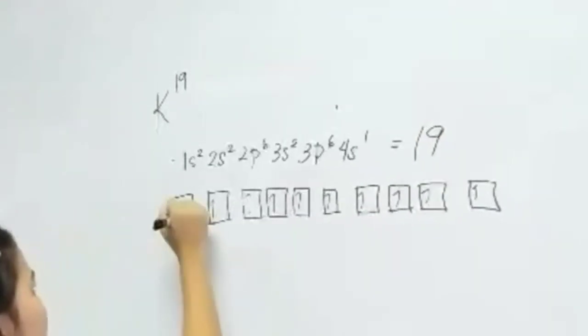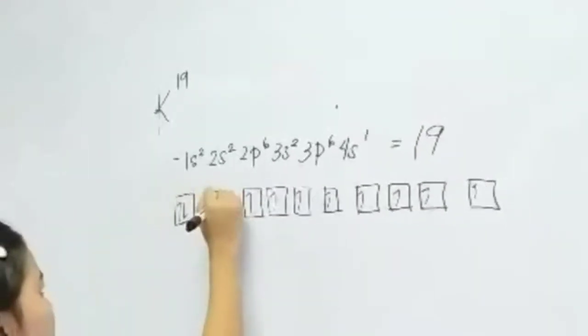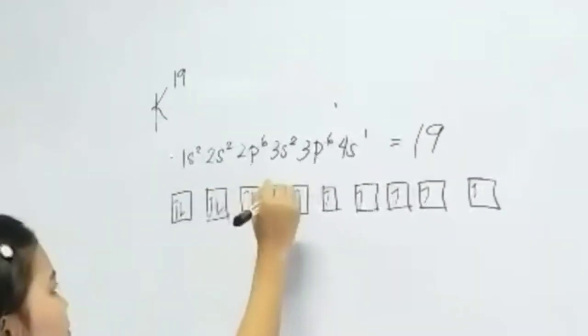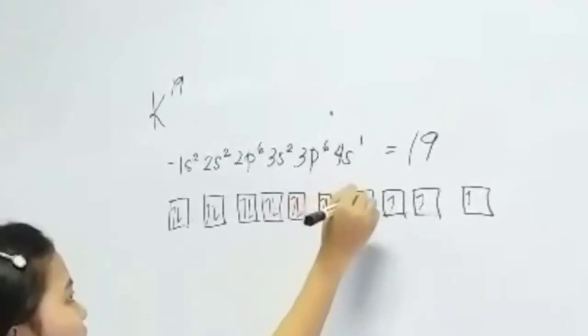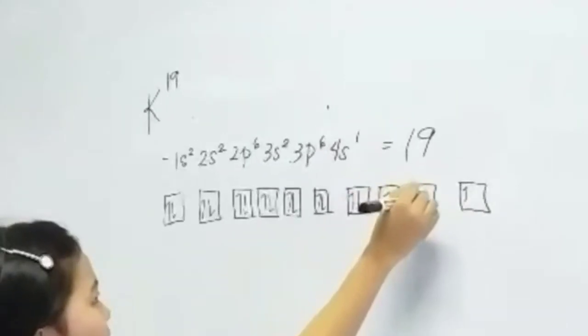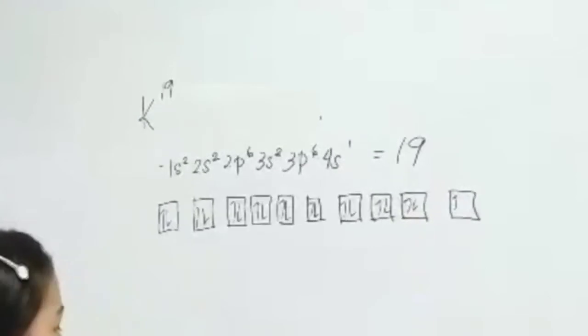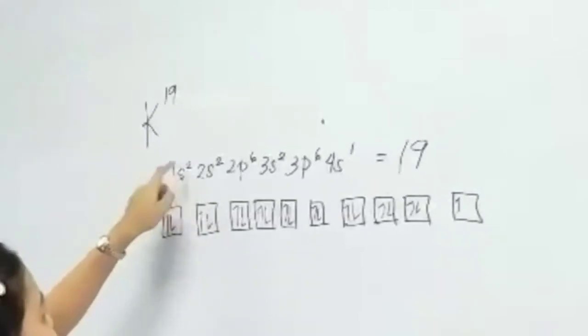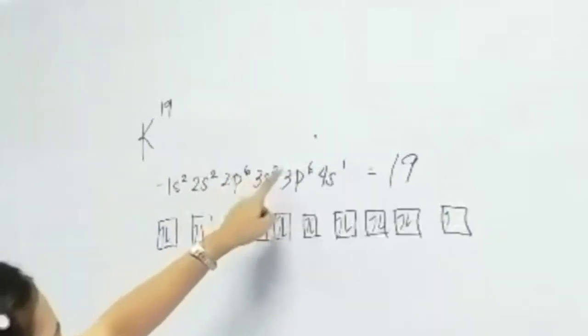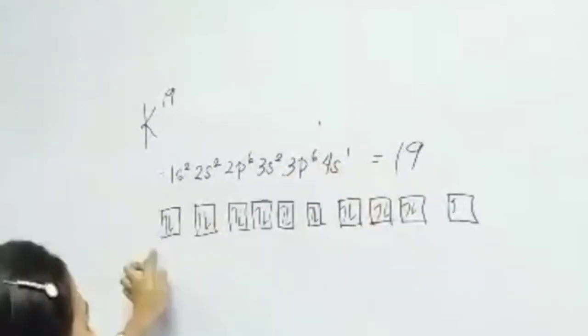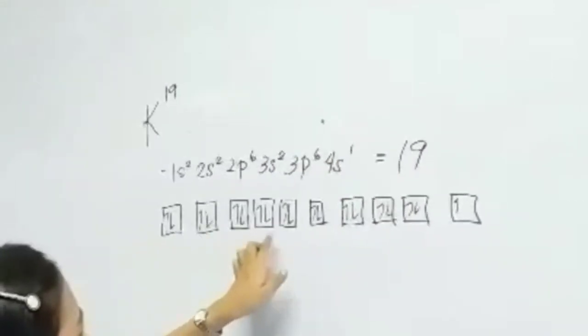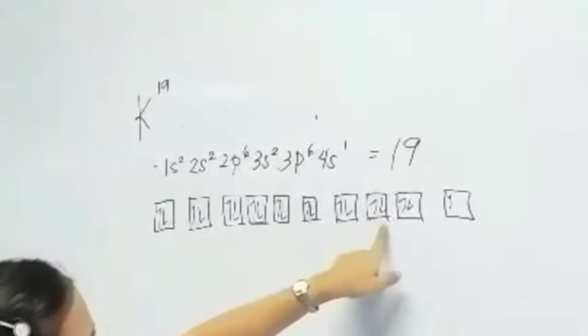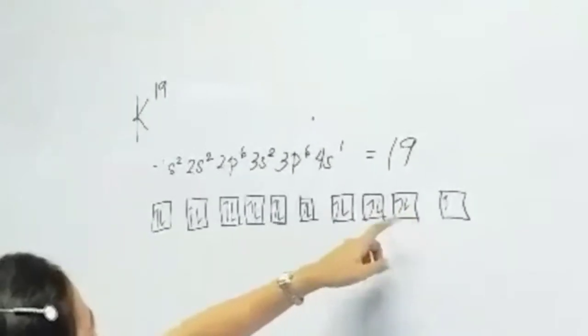And followed by the arrows with downward directions until the electrons are enough, which is 2 plus 2 plus 6 plus 2 plus 6 plus 1 equal to 19. So we should have 19 arrows with different directions at each axis.